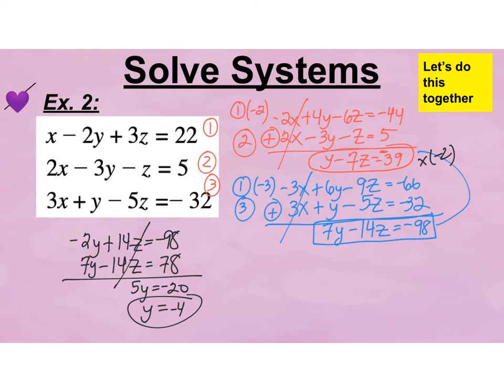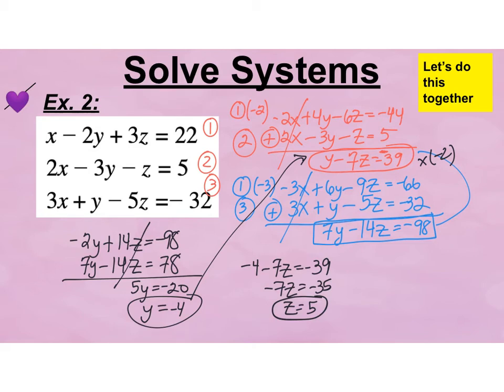I can't plug it back into one of my originals, so I have to plug it back into the red or the blue equation. I'm going to plug it into the red equation. And these get very messy, so that's why I tried to tell you to go slowly and neatly and organized. -4 minus 7z equals -39, so -7z equals -35, therefore z is 5.